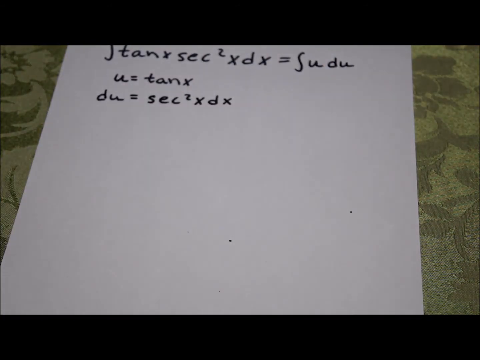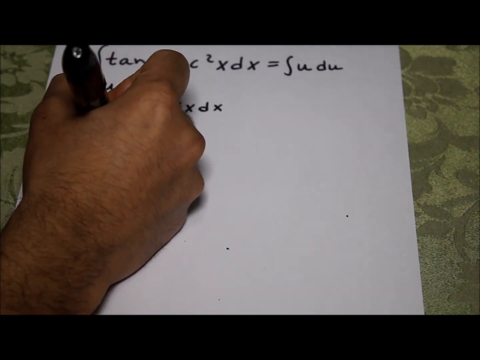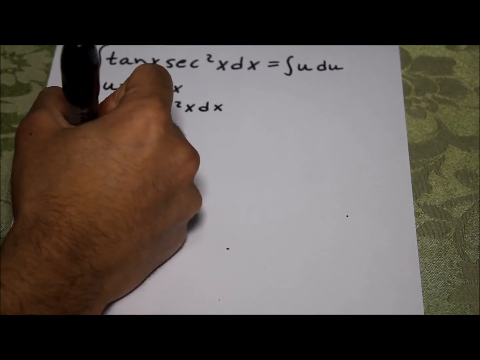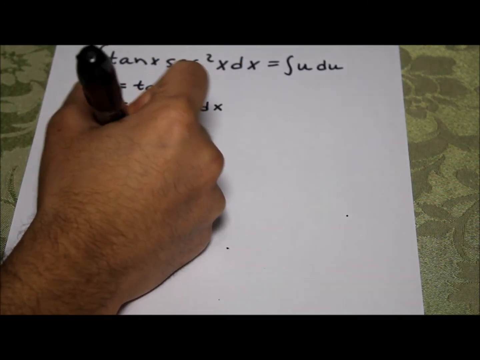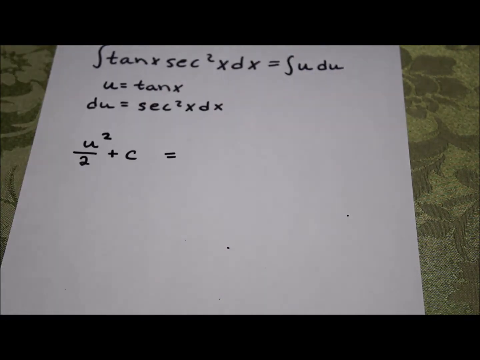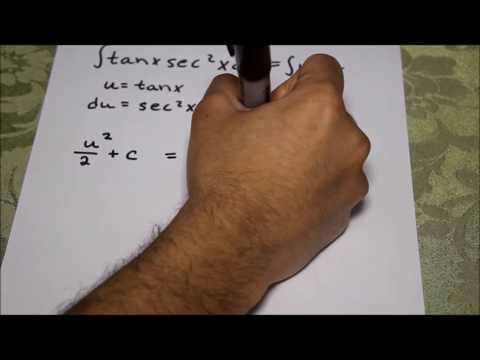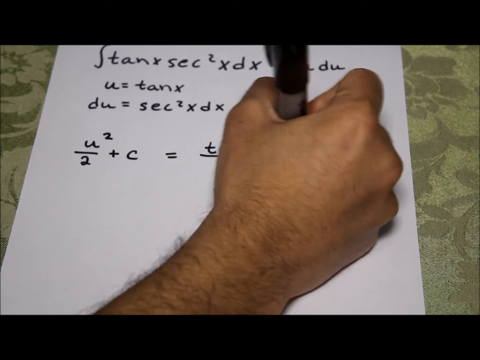Now this becomes much simpler to integrate. We can just add 1 to the exponent and divide by the new exponent. So u squared divided by 2 plus c. And originally we had tangent x times secant squared x. So we're going to replace u with tangent x. So what this becomes is tangent squared x divided by 2 plus c.